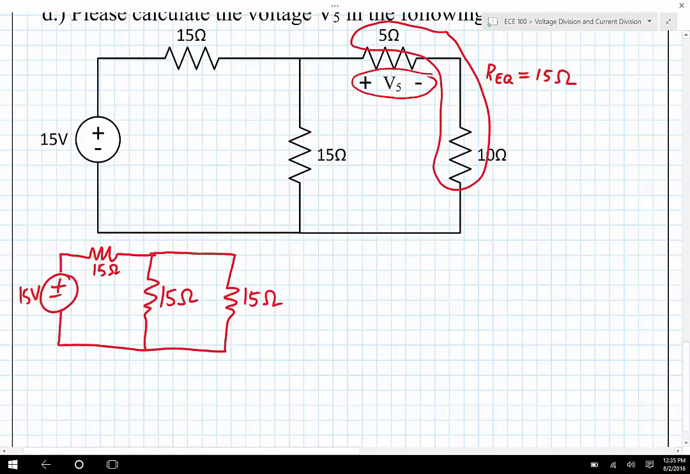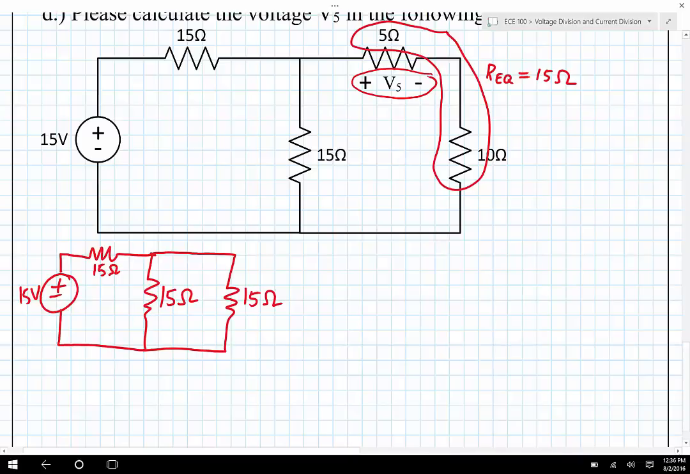Now, one thing to notice, I can no longer label anything in this new circuit as being V5. V5 is a portion of this 15 ohm resistor right here. But I can't get just a portion of that resistor, so I can't label V5. V5 doesn't exist on this diagram. And that's a little troubling, but we're going to find how to find V5 regardless.